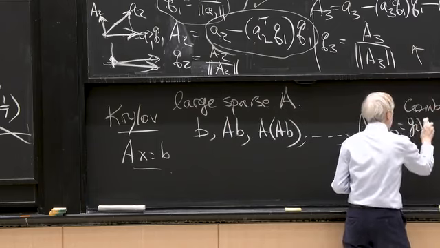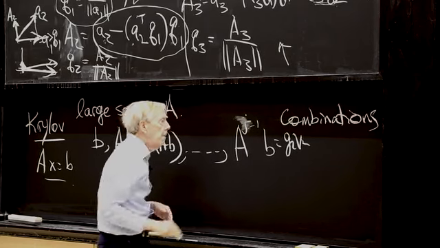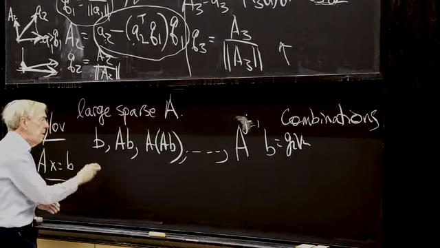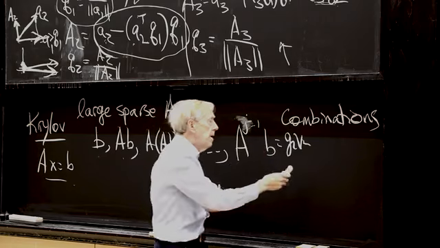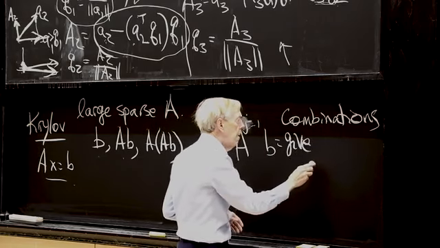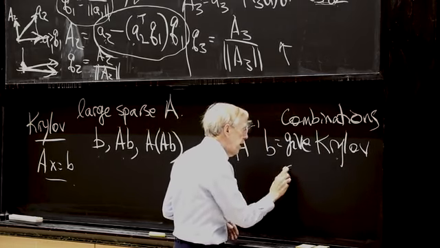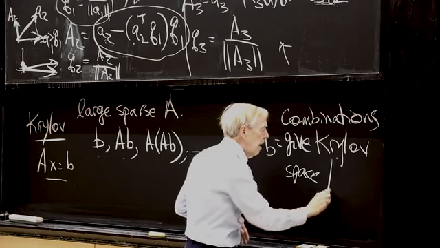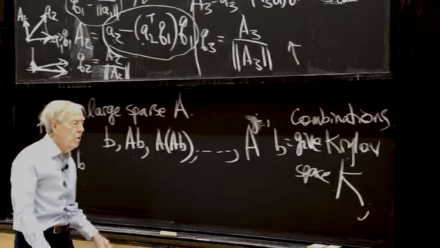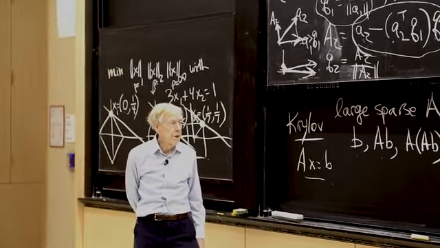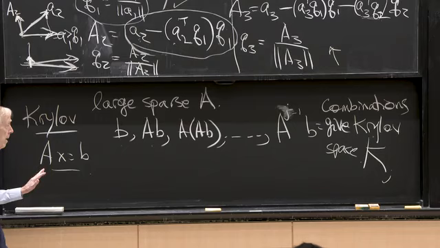Their combinations give, oh, I don't like that letter K because that's also Krylov. So what shall I say? J? So I have J vectors: the original b, Ab, A squared b, up to that. So combinations give the Krylov space, and we need a subscript J to show how big it is, its dimension. So that will be the idea.